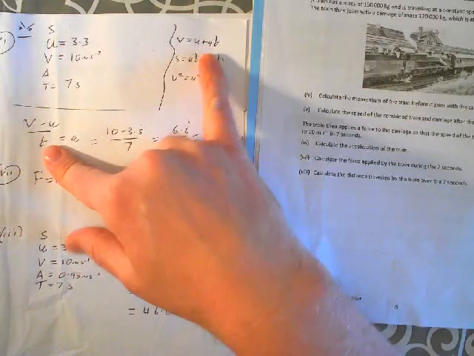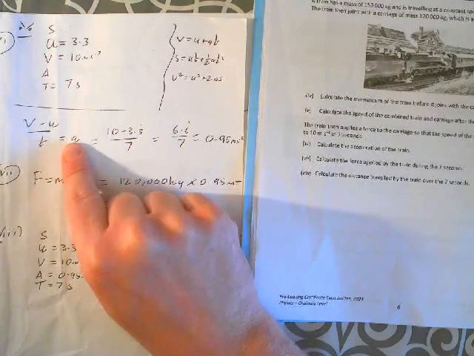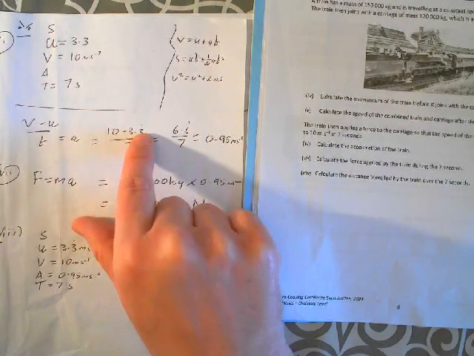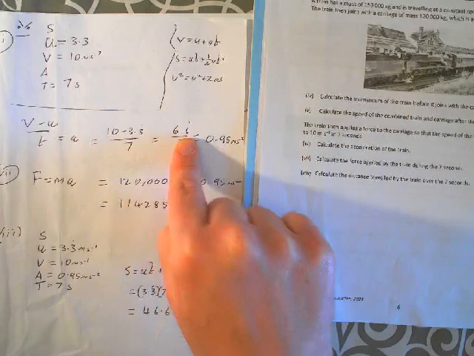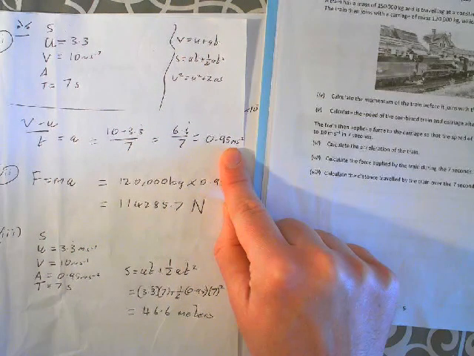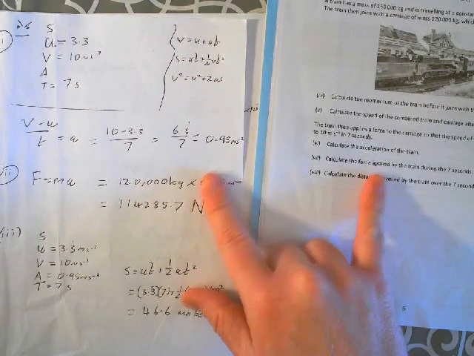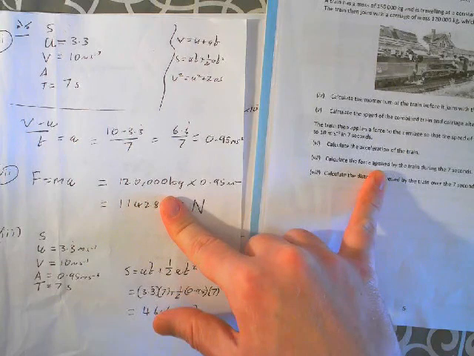So here are our standard motion equations. And really what we're looking for is the definition of acceleration. If you rearrange this first one slightly, the difference in velocity over time is your acceleration. So we've gone from 3.3 to 10, so it's final minus initial, because that gives you the difference, whether it's gone faster or slower, which is 6.6 meters per second, and it took 7 seconds to do that, giving it an acceleration of 0.95 meters per second squared. That's the acceleration of the train.